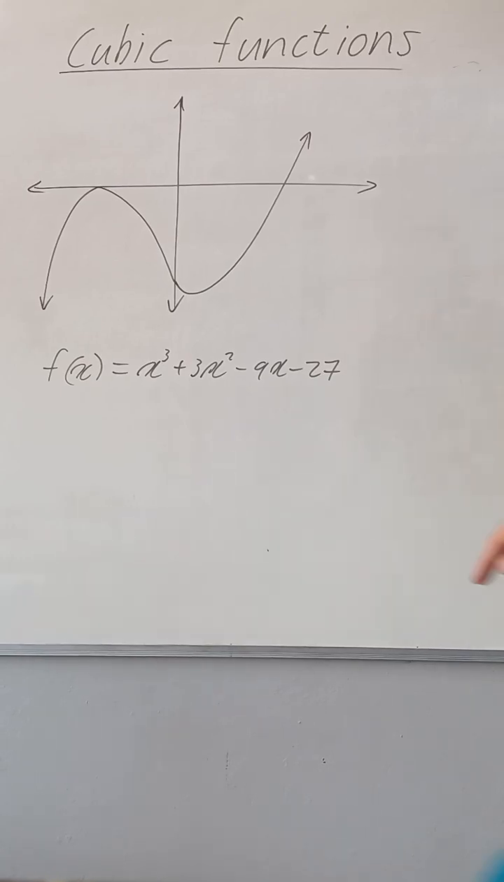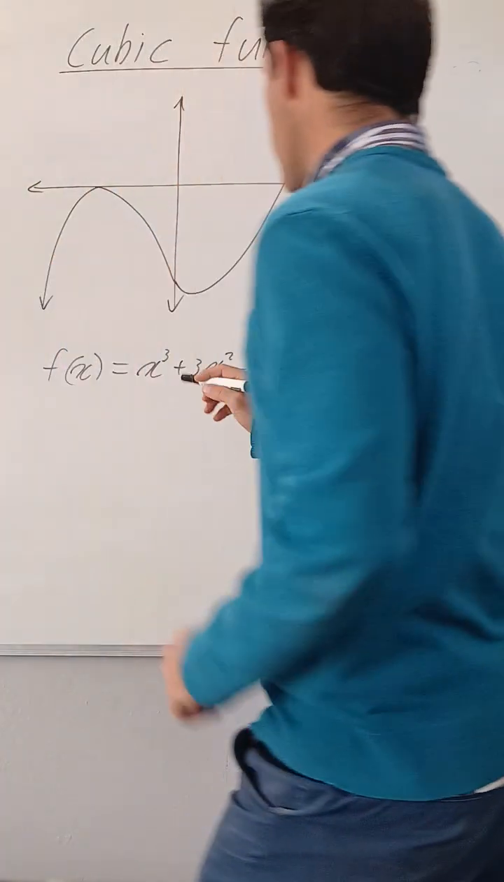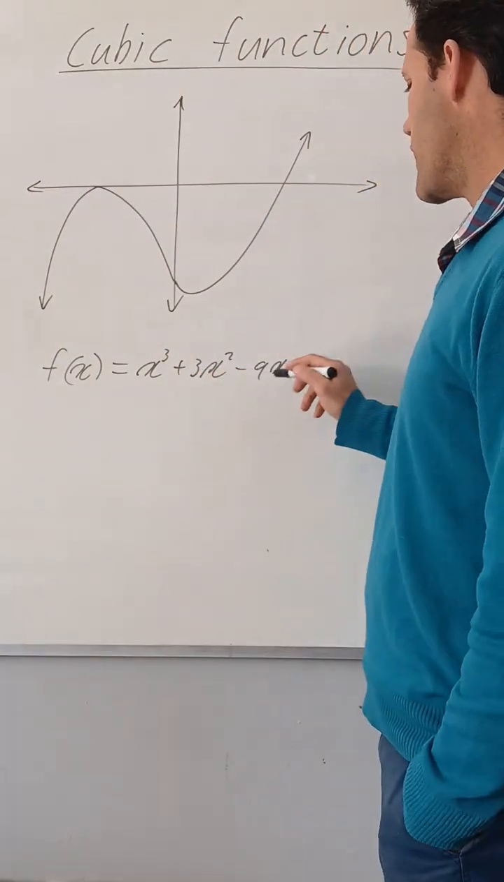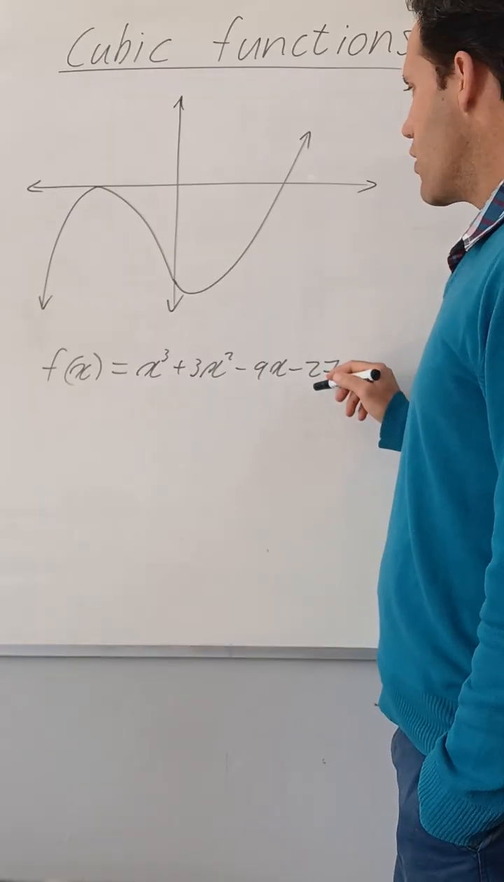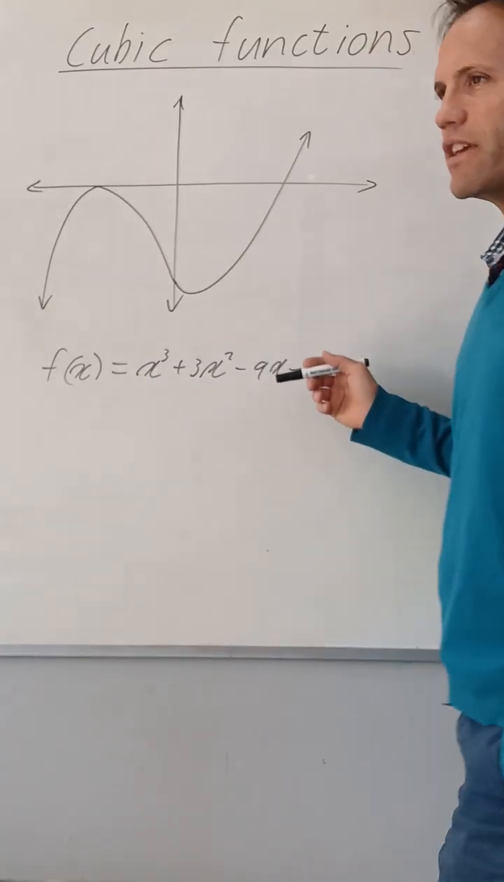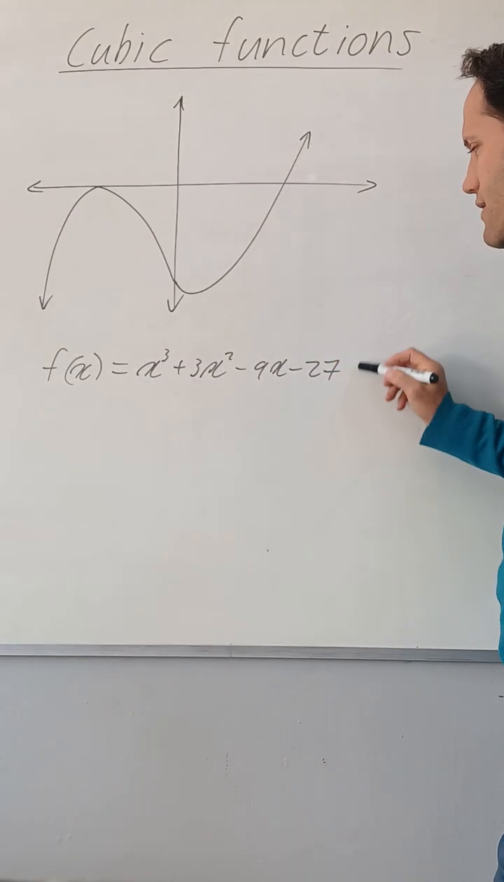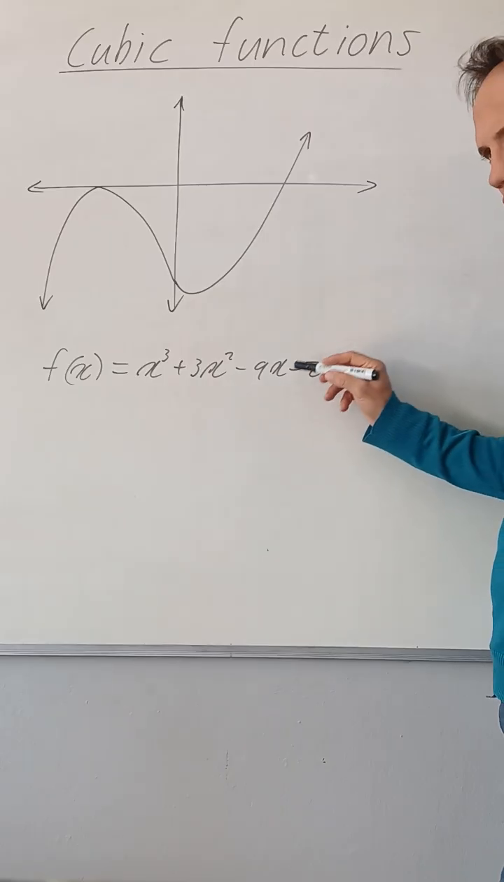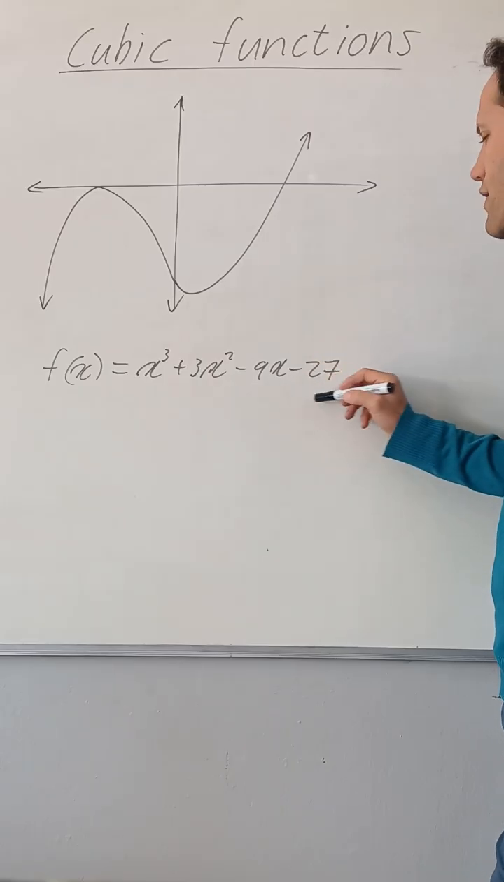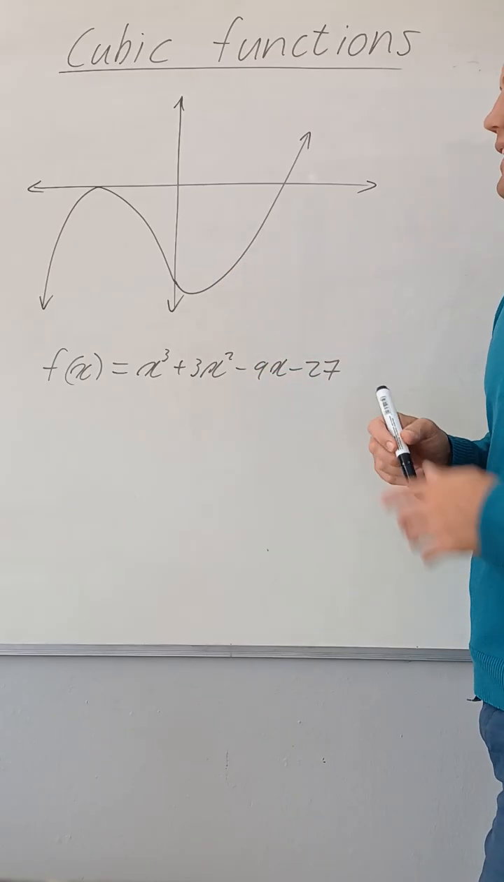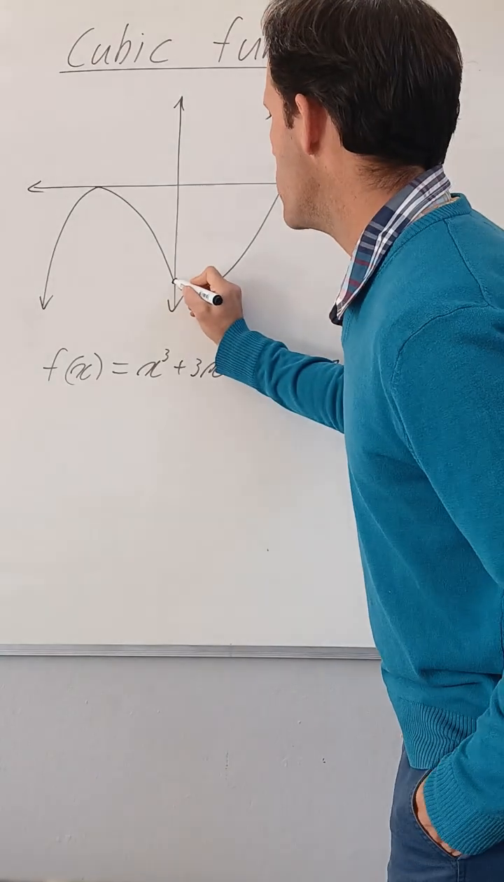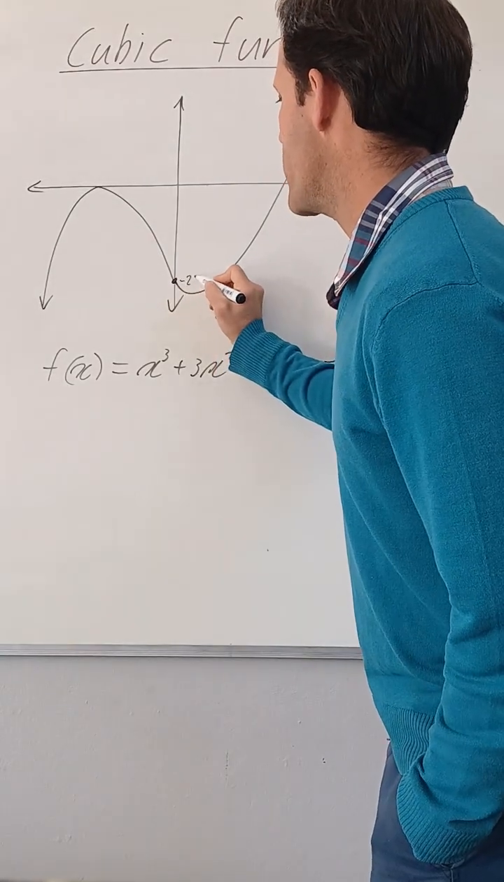Okay, so let's have a look at this cubic function: x to the power of 3 plus 3x squared minus 9x minus 27. One thing we know that's very easy is the constant, the same as with a parabola and a straight line. The constant value gives you a y-intercept. So at least when you look at this, you know that will be at negative 27.